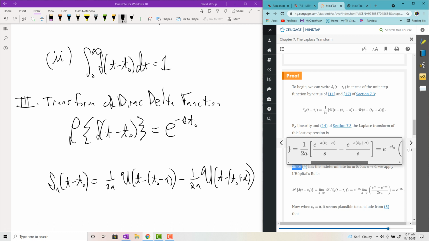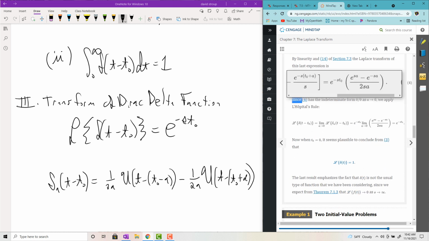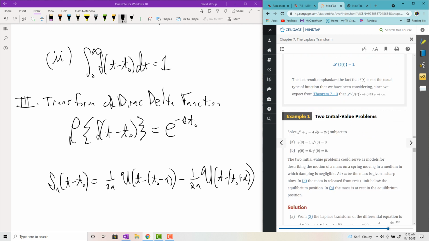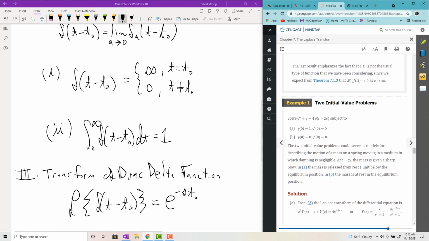In this step, they're not using the definition, right? They're not going back to the integral and plugging in stuff, and they didn't skip steps or something. They just literally took the transform of that and got this expression, and then taking the limit as a goes to 0, we get our transform. Okay, e to the negative s t sub 0, and if t sub 0 is 0, the Laplace transform of that is 1. Okay, so it's pretty simple.